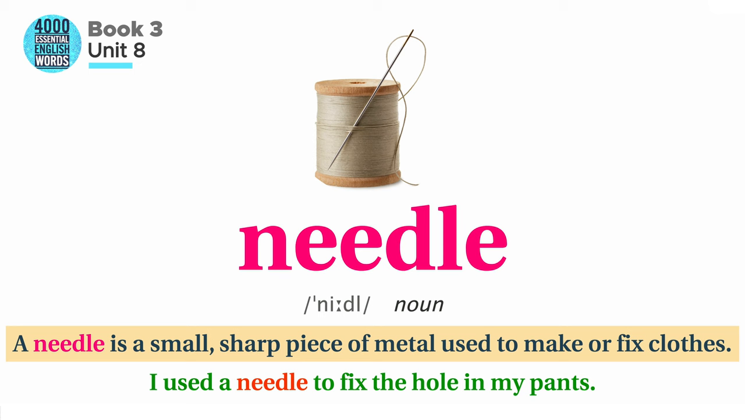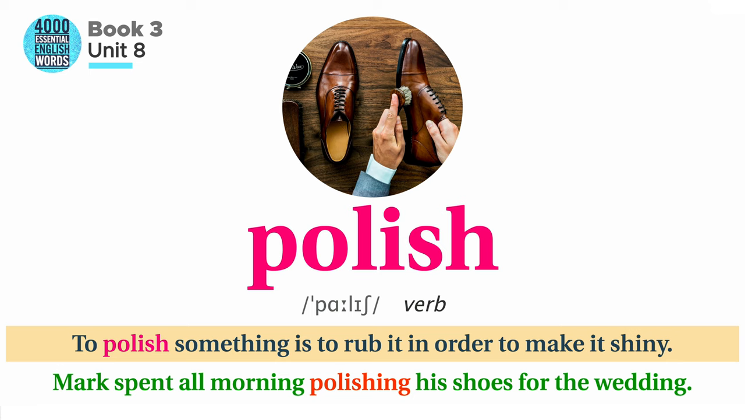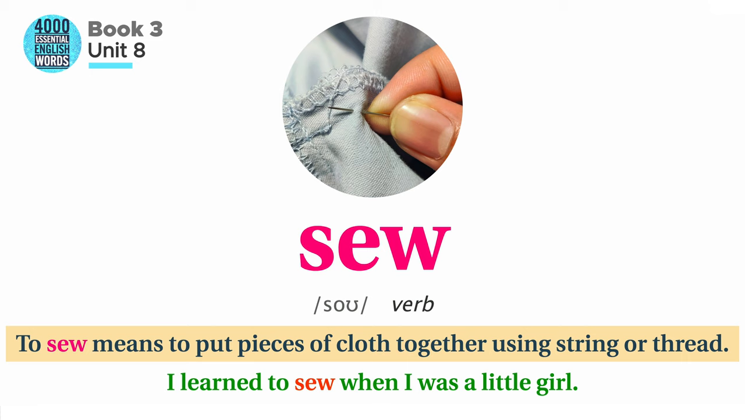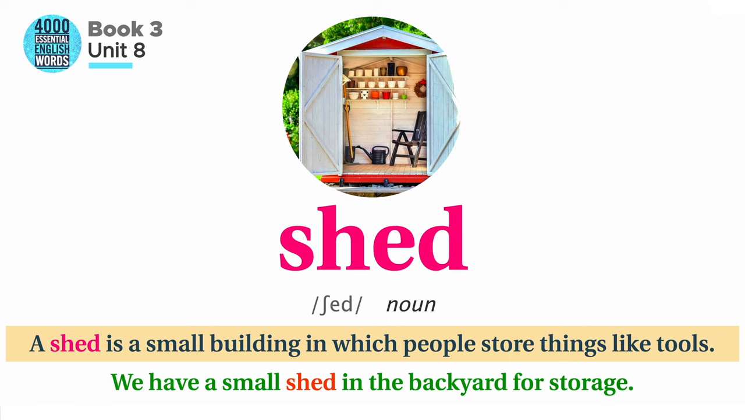Polish. To polish something is to rub it in order to make it shiny. Mark spent all morning polishing his shoes for the wedding. Sew. To sew means to put pieces of cloth together using string or thread. I learned to sew when I was a little girl. Shed. A shed is a small building in which people store things like tools. We have a small shed in the backyard for storage.